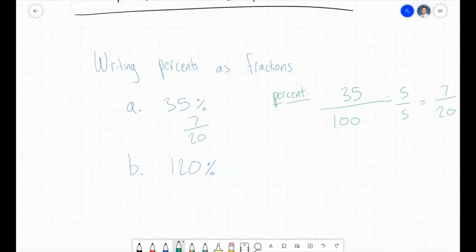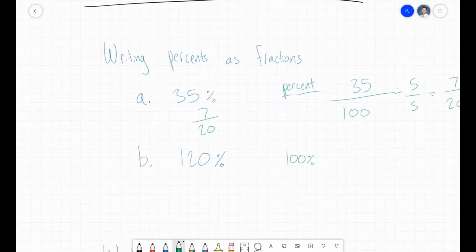Okay, now another one, we have 120%. So as just a quick reminder for us, 100% would be one whole, right? That would be one, the number 1. So for example, if I said 100% of my students are at school today, all of my students are here, right? So 120% means more than one whole, means more than the whole thing. So we can keep that in mind.